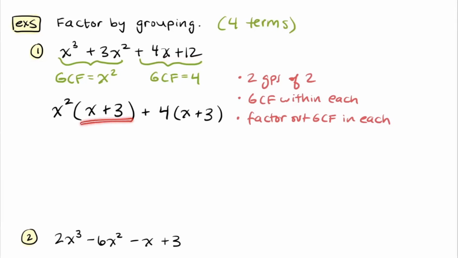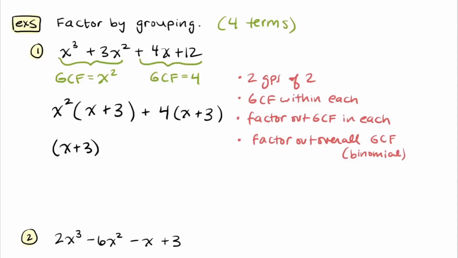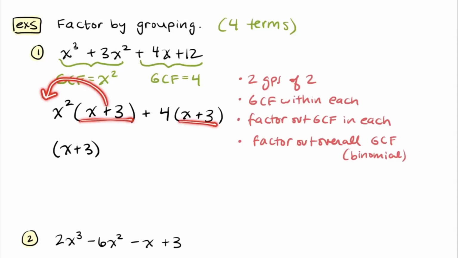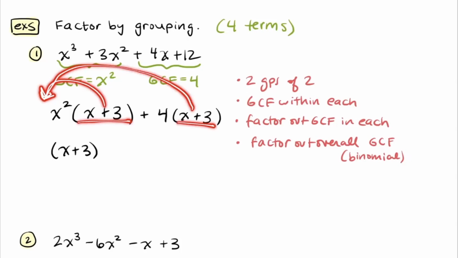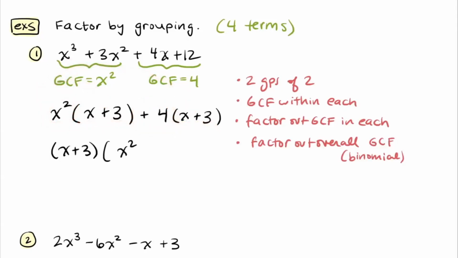Then if this method works, what's in the parentheses here is going to match. So the next step is to factor out the overall GCF of the entire thing, which will be a binomial, two terms, right? x plus 3, x plus 3. So what happens is the x plus 3 comes out, undistribute, right, as GCF. And what you're left with is basically what's in front of each of the two sets of parentheses. So x squared and then plus 4 is going to be in our second set of parentheses.